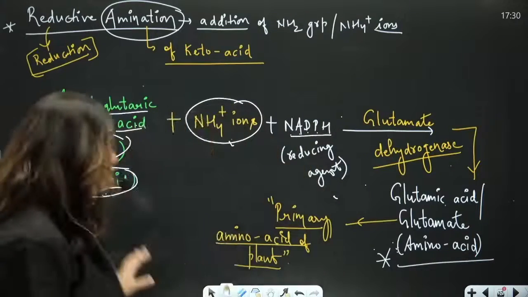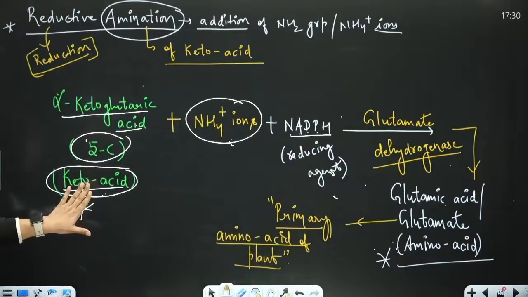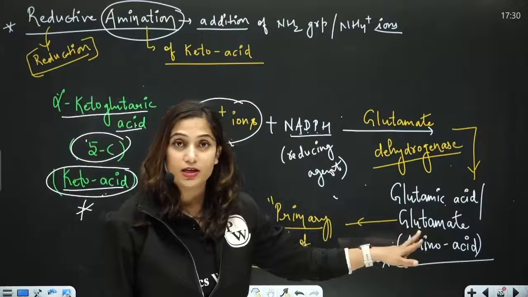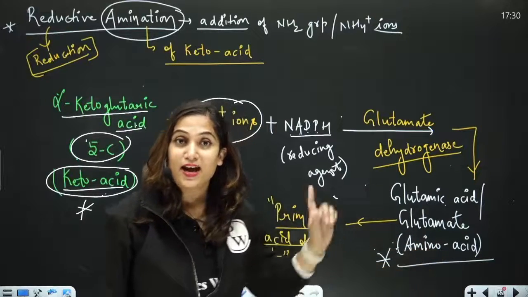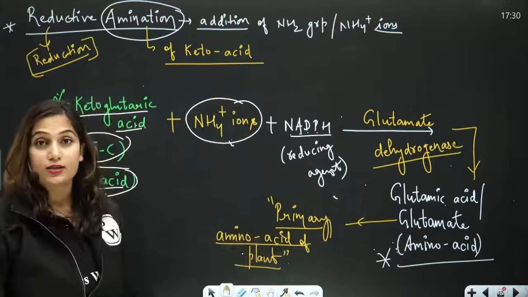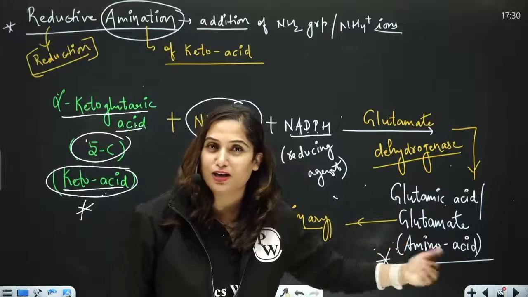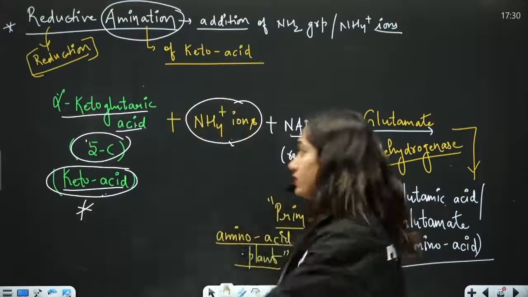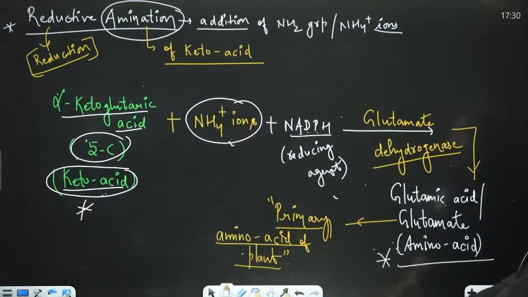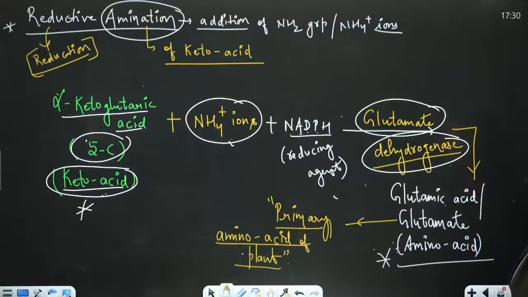And when alpha ketoglutaric acid undergoes reductive amination, the amino acid which is formed is glutamic acid, or you can also call it glutamate. And this is the primary amino acid of the plant. That means with the help of this amino acid, we will form different types of amino acids. How? I will tell you. Okay, so this is reductive amination. Clear? The enzyme used here is glutamate dehydrogenase.